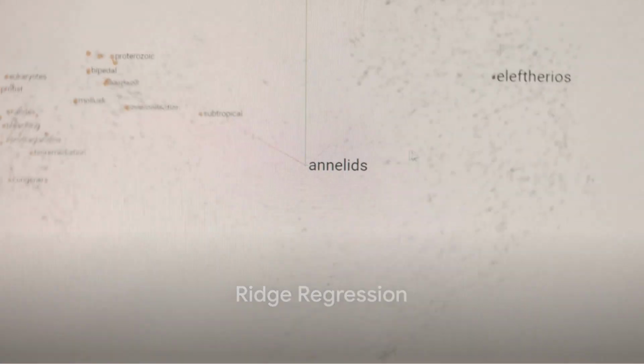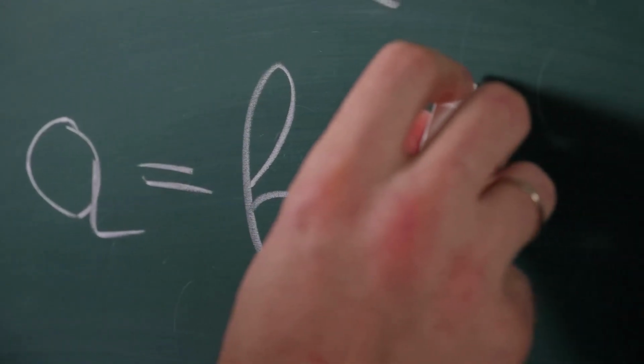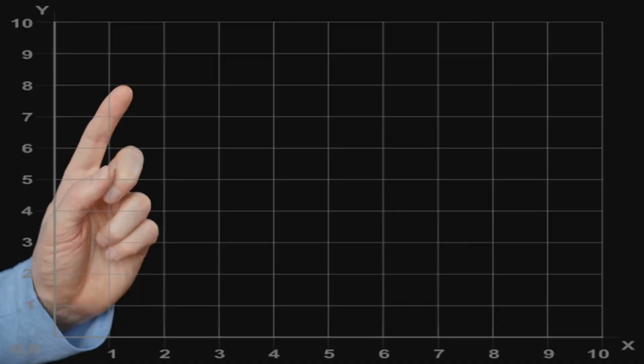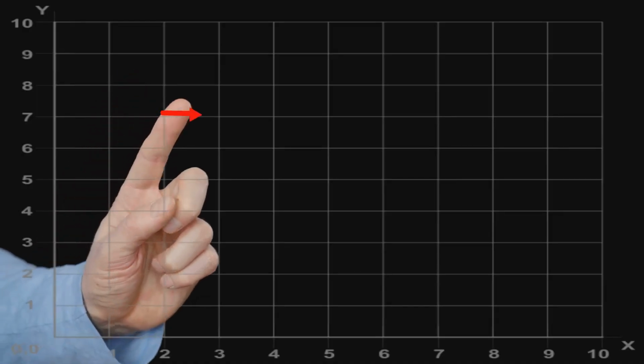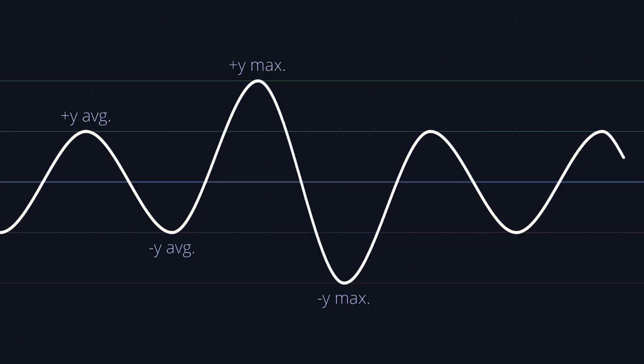Now, let's meet our first hero, ridge regression, also known as L2 regularization. Ridge regression works by adding a penalty equivalent to the square of the magnitude of coefficients. This penalty term discourages large coefficients, a common symptom of overfitting, and keeps them in check. However, ridge regression doesn't completely eliminate coefficients, it only minimizes them.